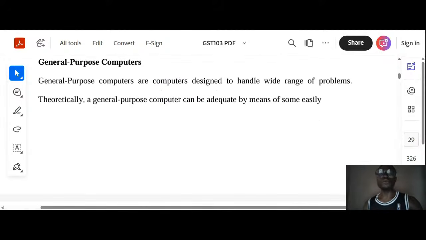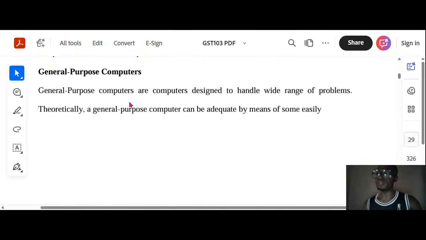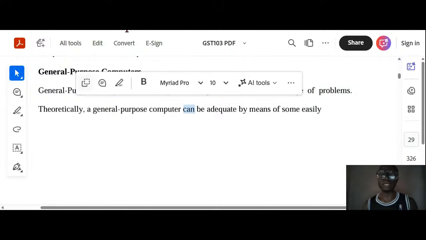After that, we'll move to the general purpose computers. And for the general purpose computers, those are computers designed to handle a wide range of problems. The computers designed to handle a wide range of problems are called the general purpose computers.